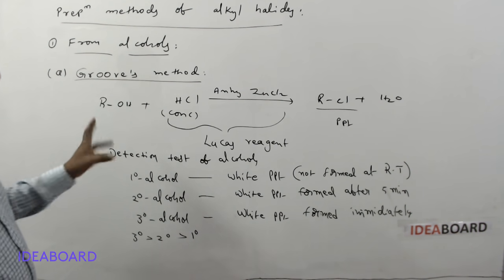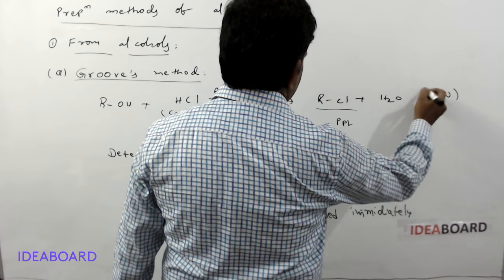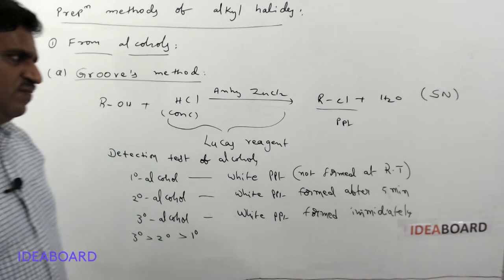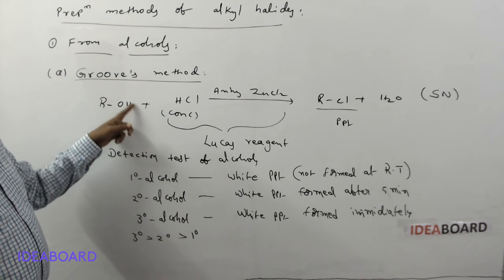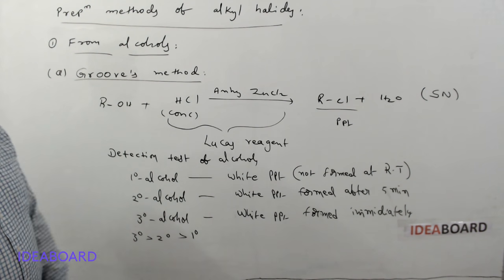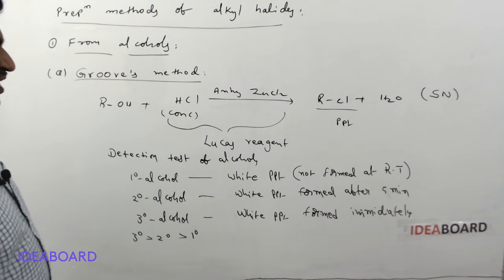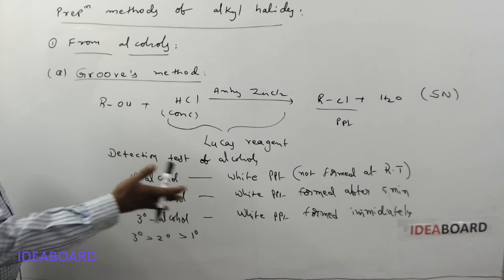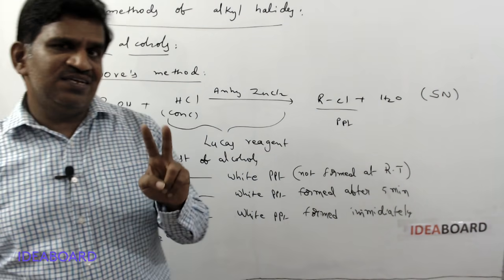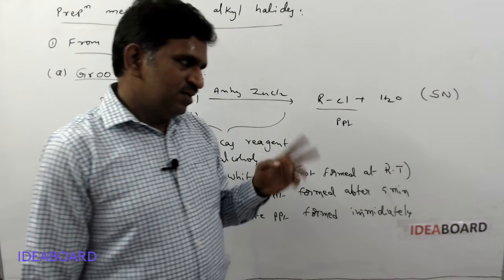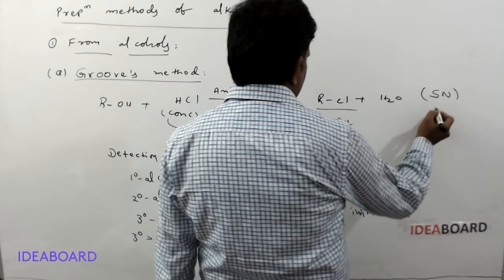Actually, this is a nucleophilic substitution reaction. It is an example for SN reactions. Here Cl minus nucleophile is substituting the OH minus nucleophile. So the Groves method is considered a nucleophilic substitution reaction. In nucleophilic substitution reactions, mainly we have two types.